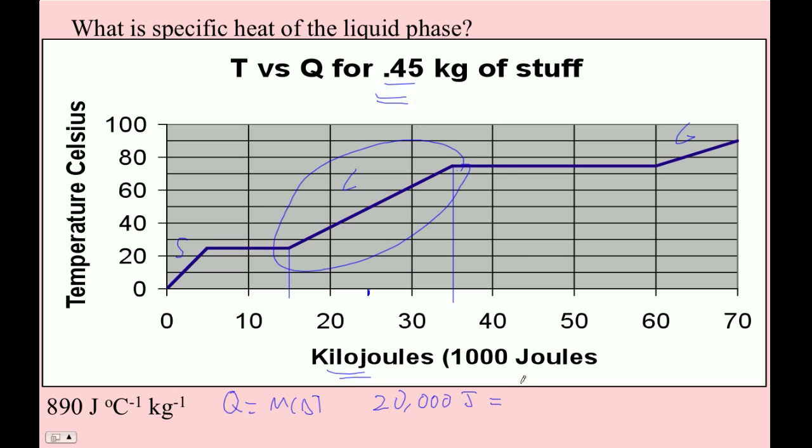There's our mass, right? 0.45 kilograms, C. And then our delta T is from 25 to 75, right? 25 to 75 is 50. Okay, so now we can calculate that. So 20,000 divided by 0.45, divided by 50.